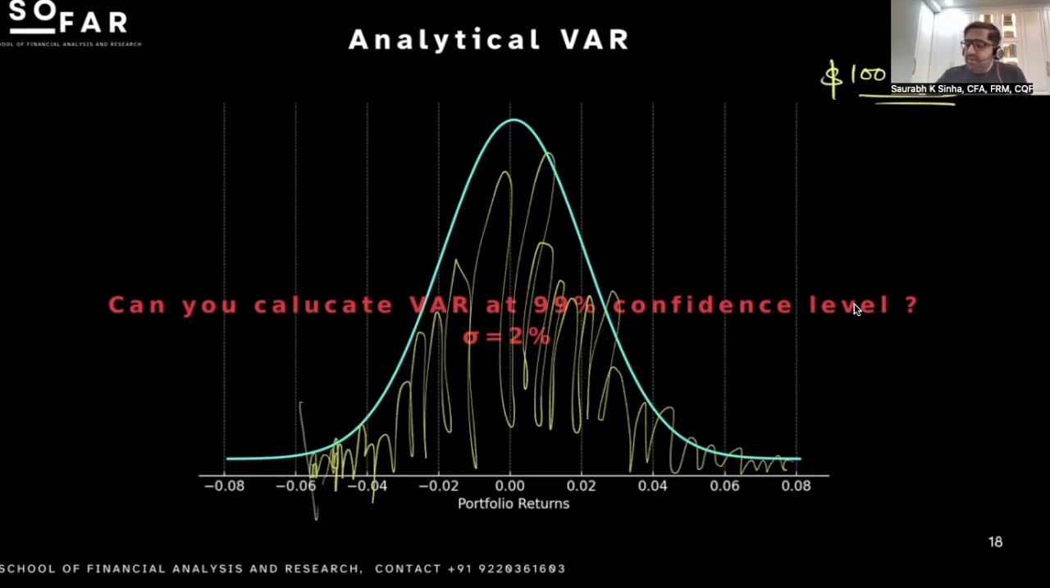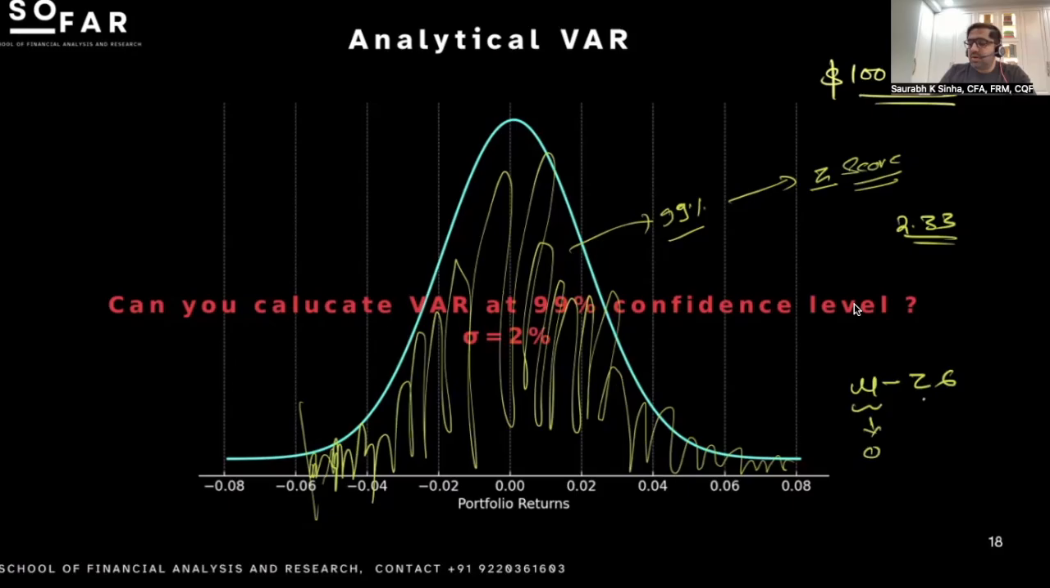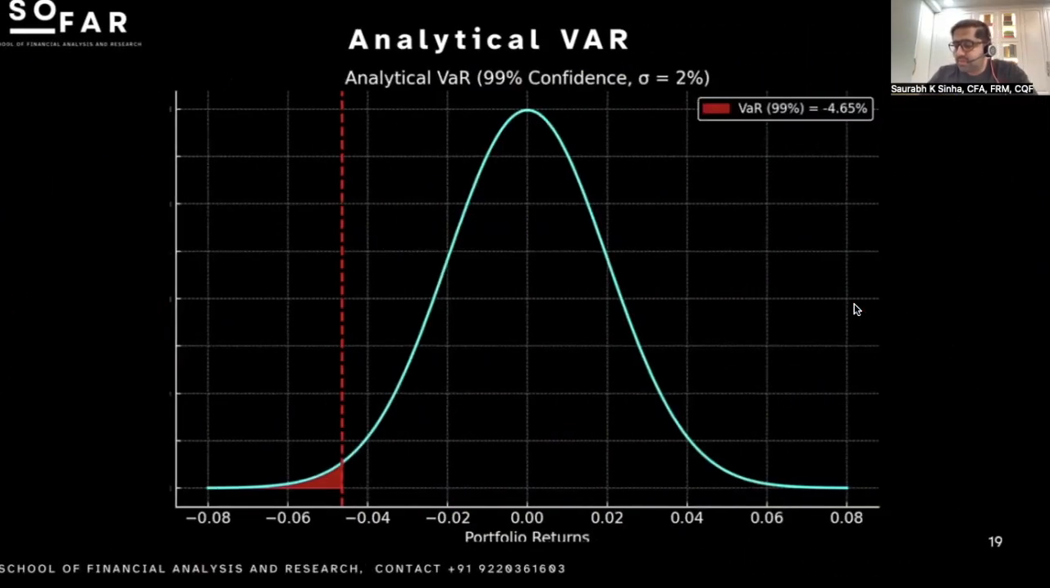Now you'll cover 99%. If you cover 99%, what is the Z score you will reach? What is the Z score at 99%? Correct. At 99%, even I'm checking. Yes, it is 2.33. Correct, Prasanna. 2.33 is the Z score. What I have to write now? Mu minus Z into sigma. What is mu? 0. What is Z? 2.33. What is standard deviation? 2. So 4.66%, or 4.65%. Got it? Easy?